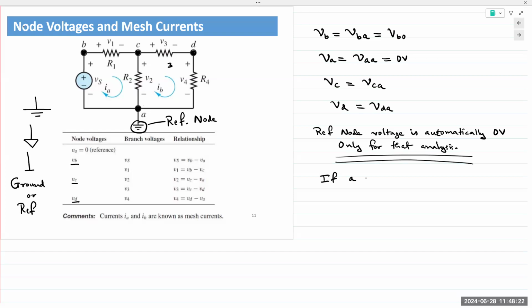If A is reference, then VA is 0 volts. If B is chosen as reference, then VB is 0 volts. If C is chosen as a reference, then VC is 0 volts. If D is chosen as a reference, then VD is 0 volts. And that begs the question, how can that be possible?